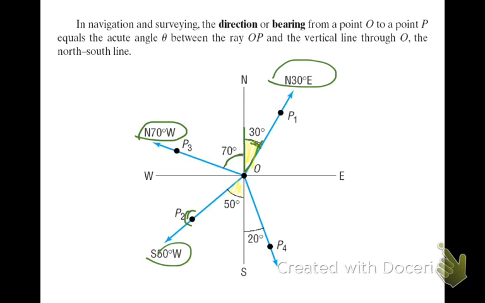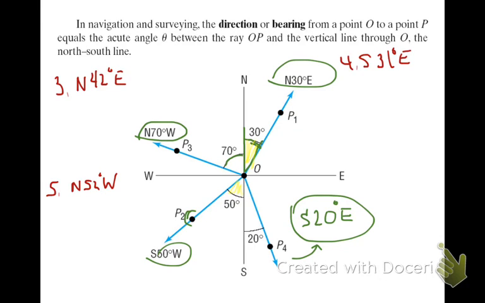So looking at those, what can you conclude the bearing would be for point 4? What line are we off of? Is point 4 off of the north line or the south line? It's off of the south line, and we moved to the right. So we did south, we went 20 degrees, and we went to the right, so it was east. So the bearing for point 4 would be south 20 degrees east. Any questions on that?